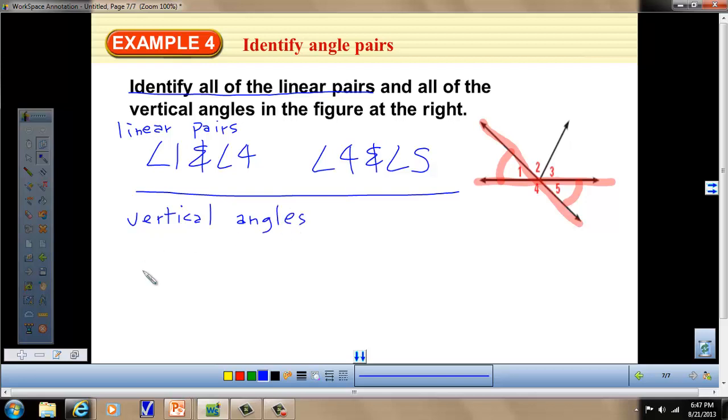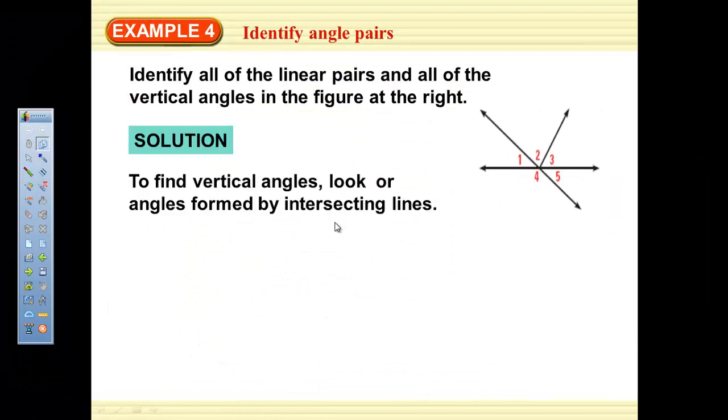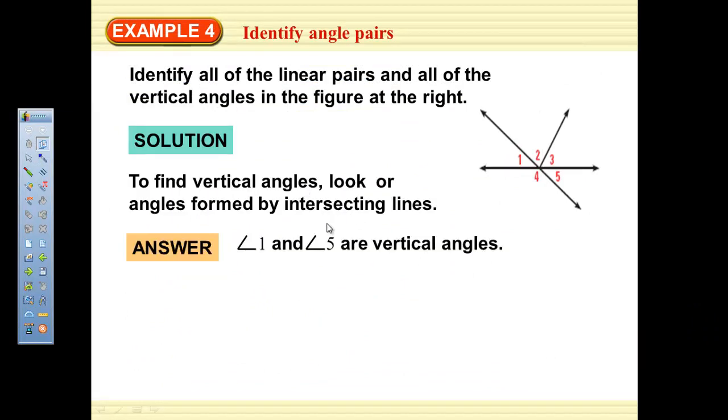As I said before, angle 1 and angle 5 end up being vertical angles. And that's pretty much it. Those are the only two that are equal, because the ones that are across from each other here don't work. So let's take a look at what they say. So for vertical angles, 1 and 5 are the only ones.